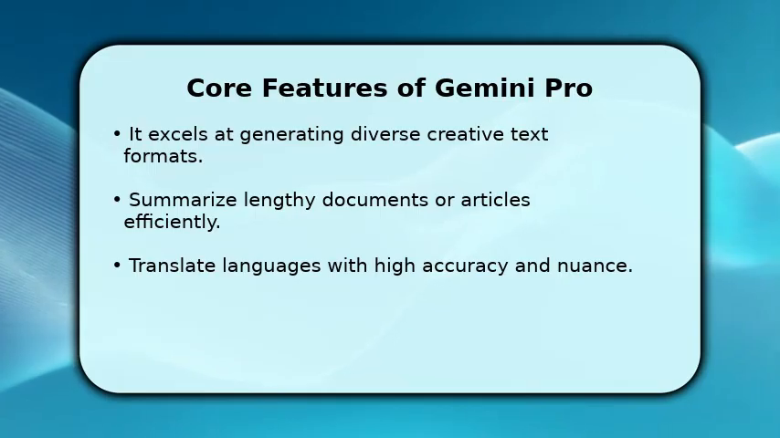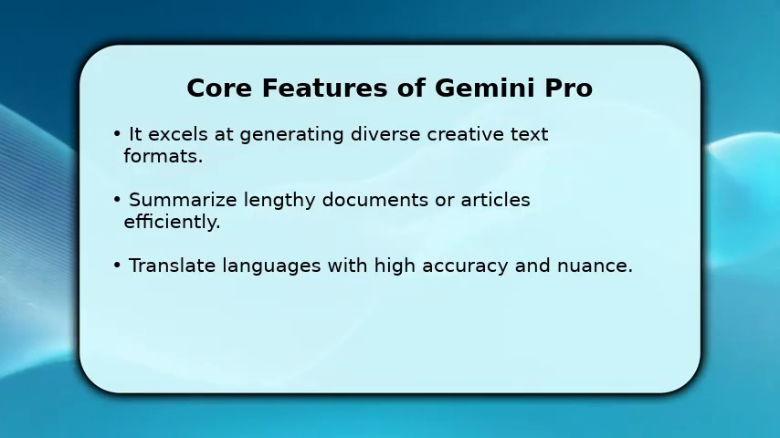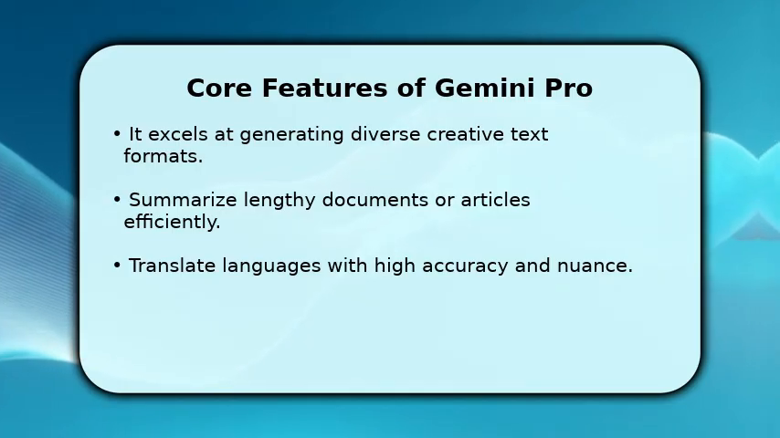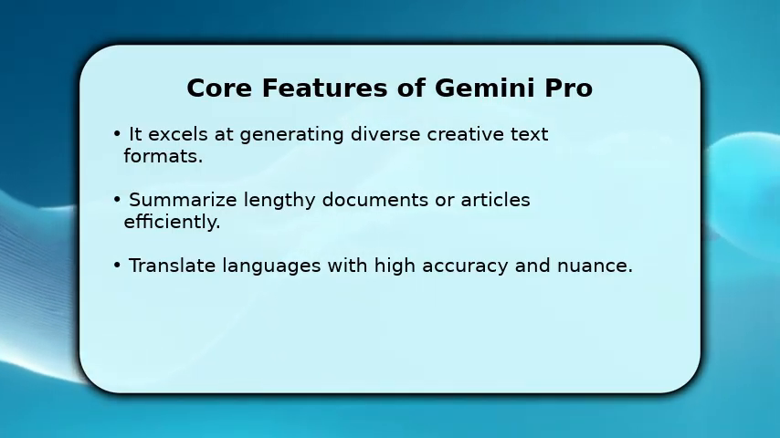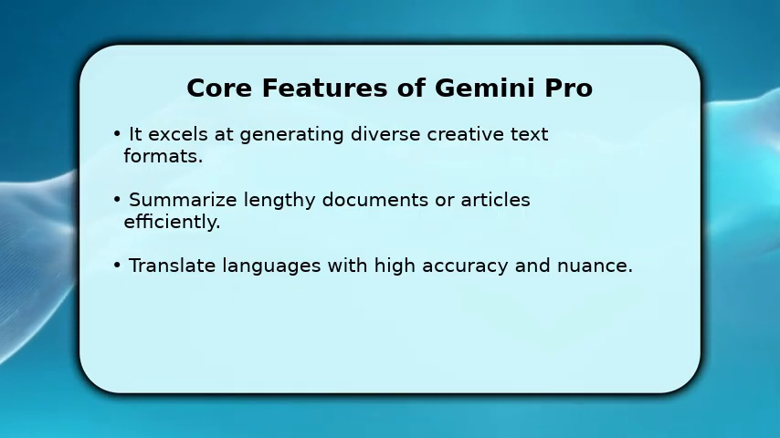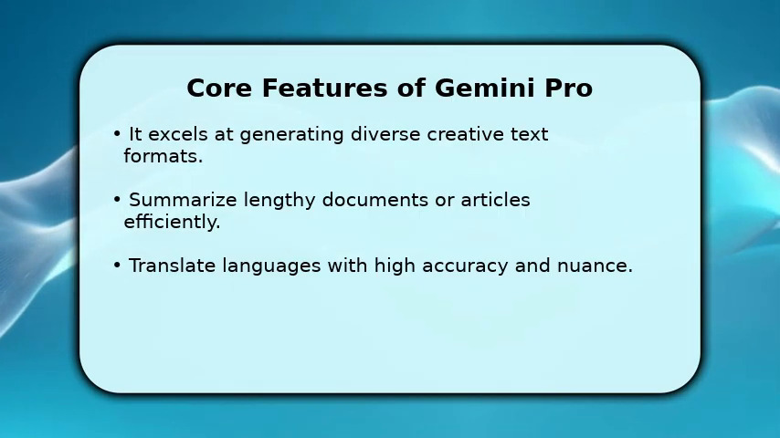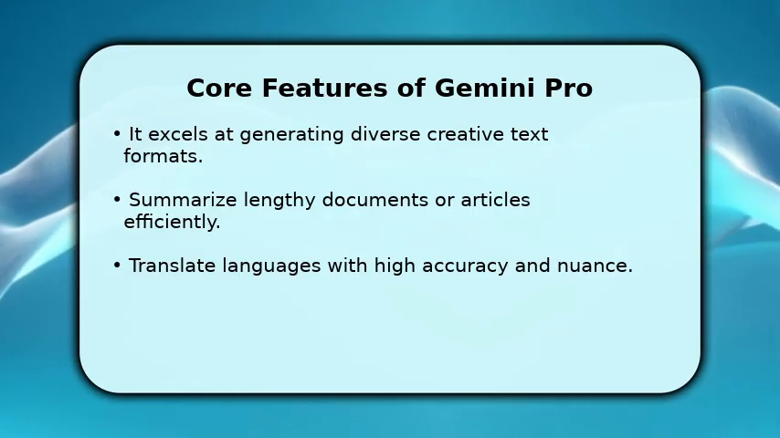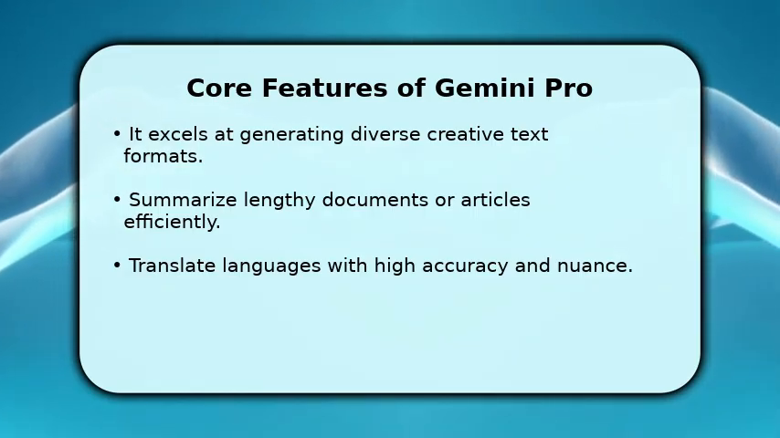Gemini Pro offers a robust set of core features that make it incredibly useful. You can use it to generate creative text, like poems, scripts, or emails with impressive fluency. It's also excellent for summarizing long articles or documents, helping you quickly grasp key information. Furthermore, its translation capabilities are top-notch, handling various languages accurately. For developers, it can even assist with writing and debugging code, making it a versatile tool for many applications.